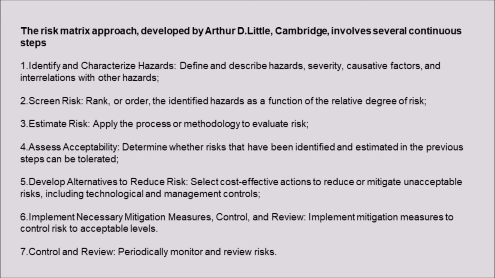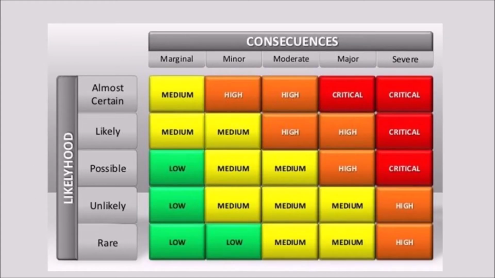So the likelihood can be classified as almost certain, likely, possible, unlikely, and rare. The consequences can be categorized as marginal, minor, moderate, major to severe. And you can see for which likelihood and various consequences it becomes critical; the likelihood-consequences matrix shows at what level which risk would be critical.